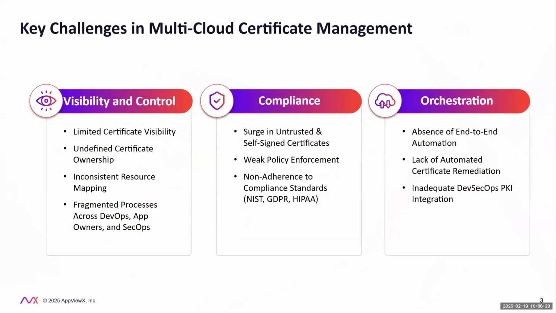So it is not just enough to issue a certificate, right? Organizations need complete visibility, governance, and automation to manage them effectively. Yet in a multi-cloud world, this becomes exponentially harder. So let's focus on three main challenges: visibility and control, compliance, and orchestration, right? The first and most pressing challenge is visibility and control, or rather the lack of it, right?